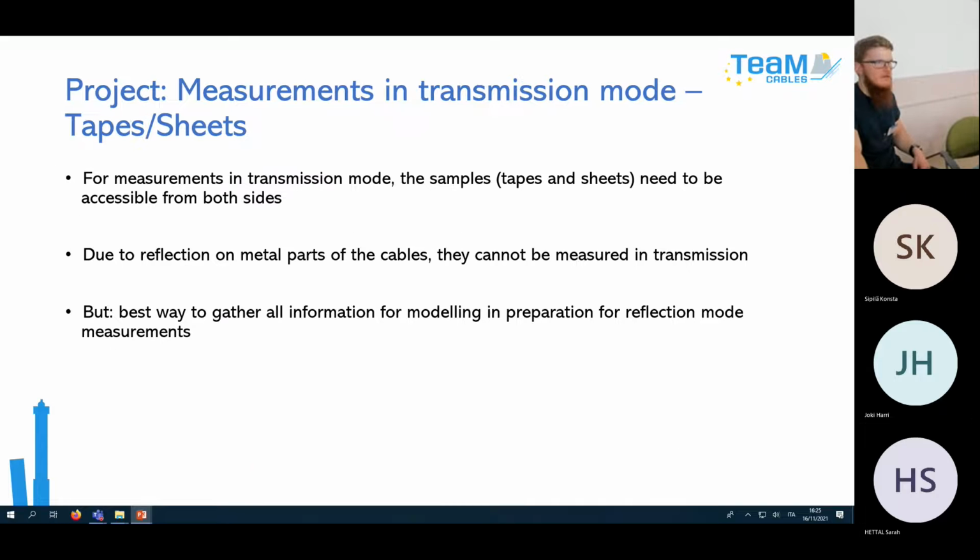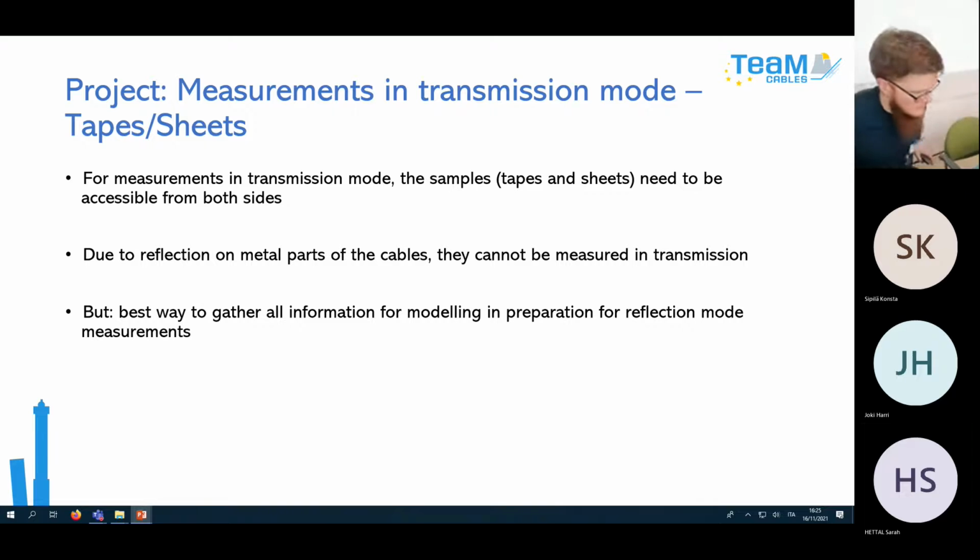Now let's go further to the project. Measurements in transmission mode are only possible for the tapes and sheets we looked at in this project. For the measurements in transmission mode, of course, the samples need to be accessible from both sides, as you could see with our machine. That's no issue at all.